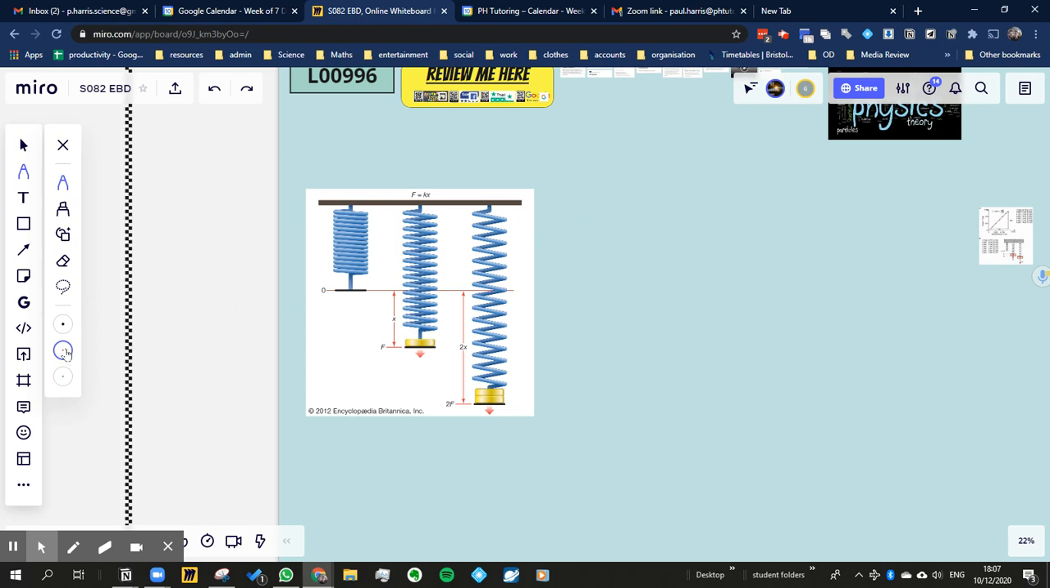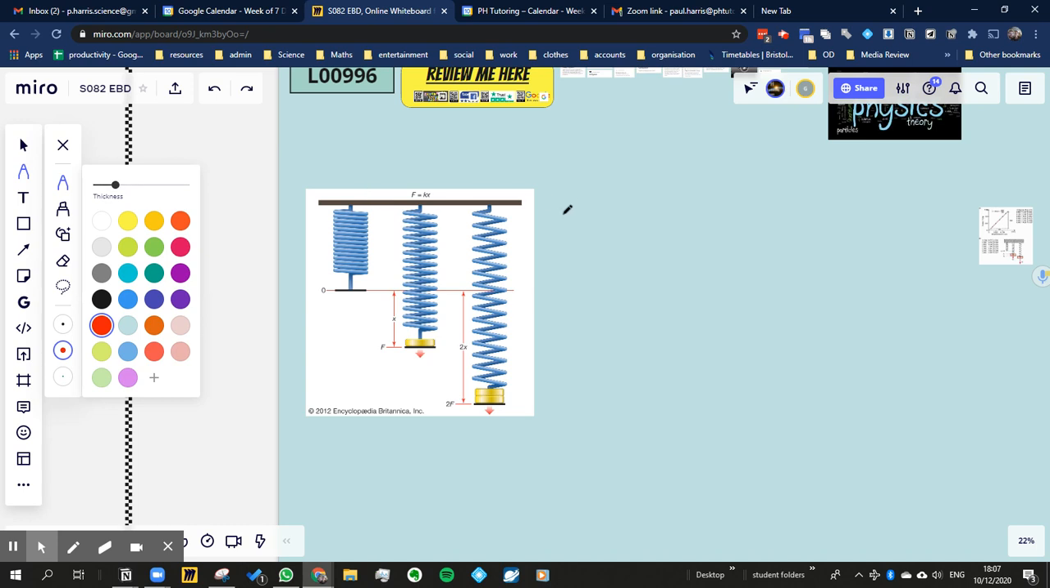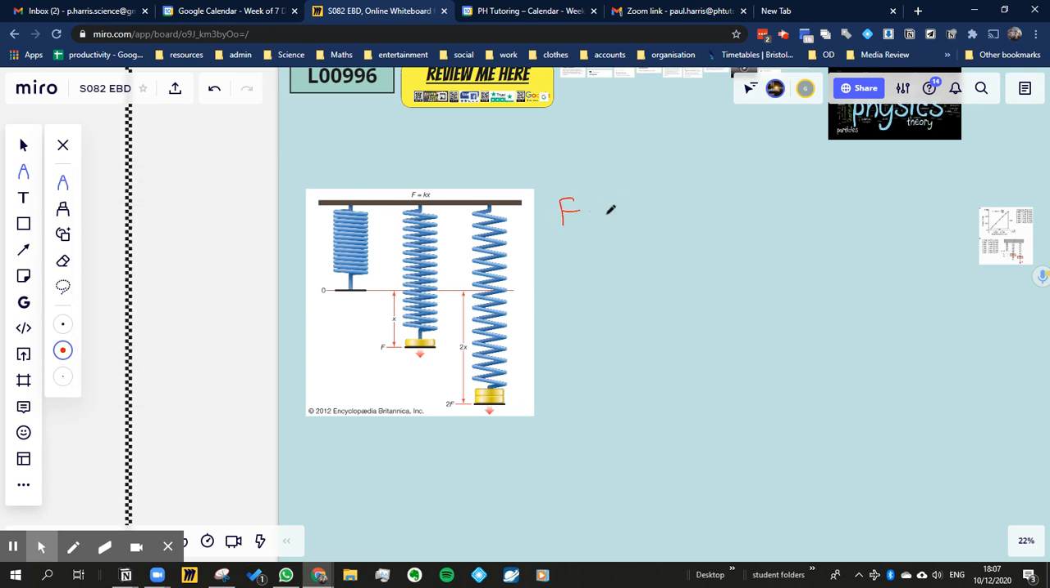Hooke's law says the force is directly proportional to the extension, which means if I double the force, so I put two of these, I double the extension.